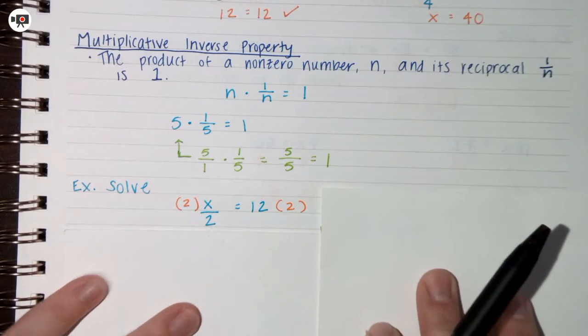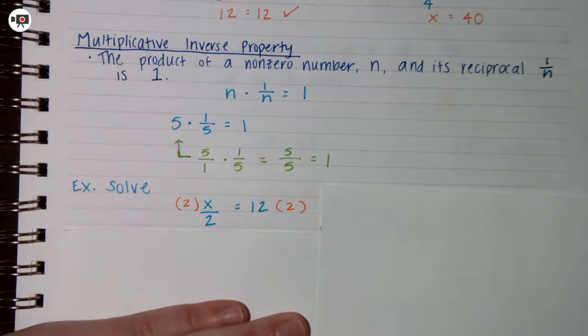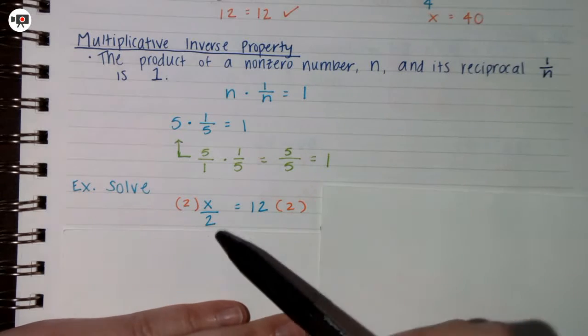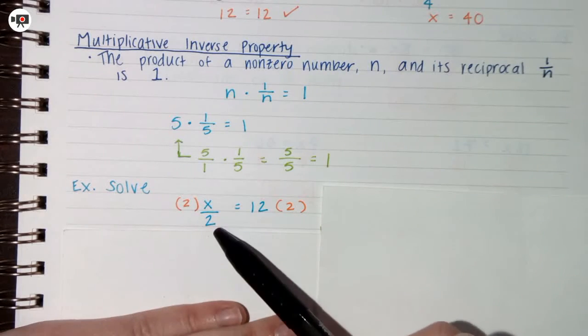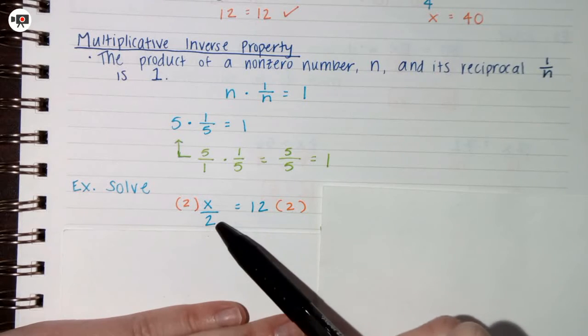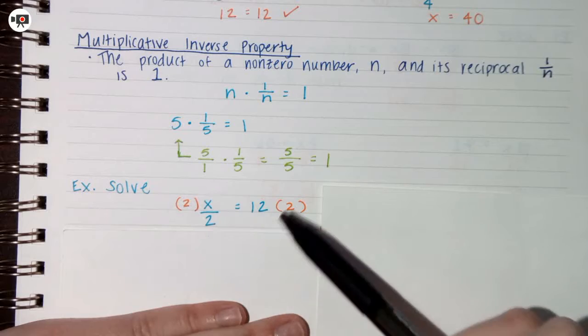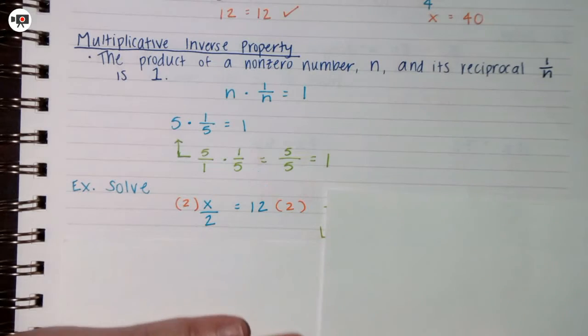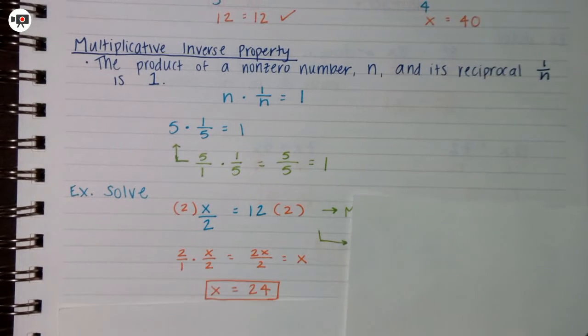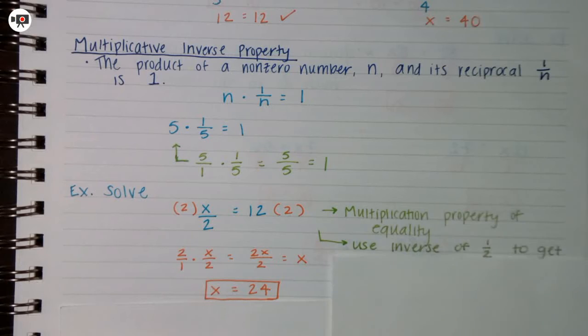So let's solve this example. x over 2 equals 12. I'm going to take this 1/2, so this is x times 1/2, which reduces to x over 2. I'm going to multiply each side by 2, and I get x equals 24. This is using the multiplication property of equality, and using the inverse of 1/2 to get x by itself.